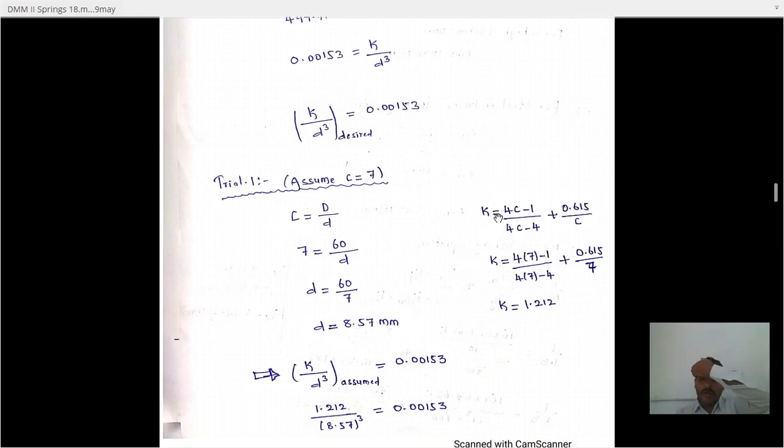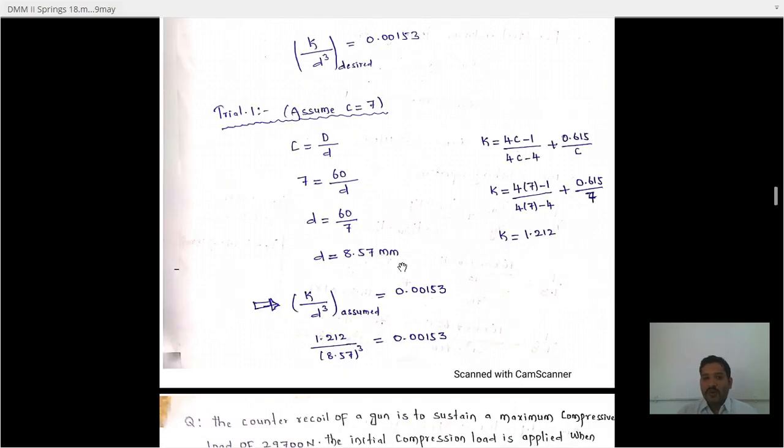After getting the 8.57 mm, we need to find the value of Wahl's factor, because we need to find the value of this K as well as the value of d. So K is equal to 4 into spring index minus 1 divided by 4 into spring index minus 4, plus 0.615 by C. So 4 into 7 minus 1 by 4 into 7 minus 4, plus 0.615 by 7. If you divide the whole value with the help of the calculator, you will get the answer 1.212.